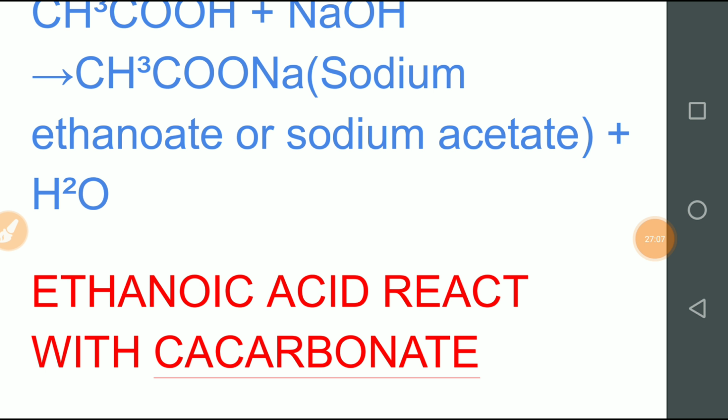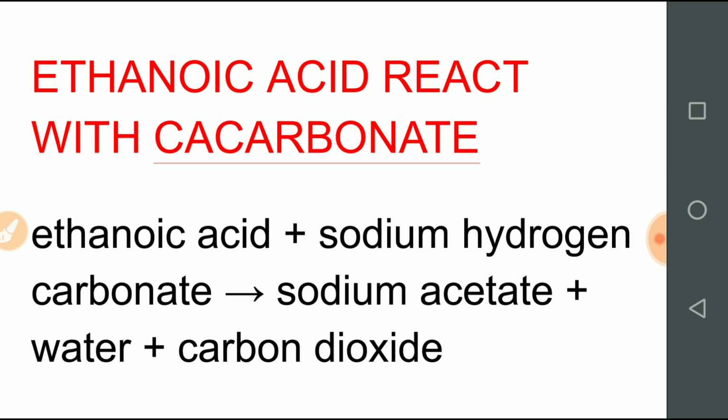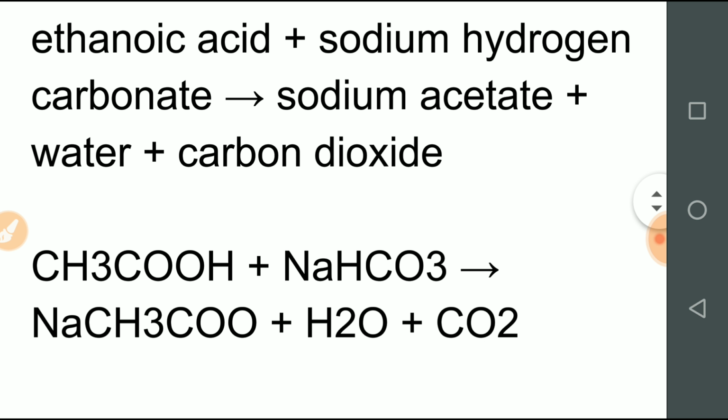Now let us discuss ethanoic acid reacting with carbonate. Dear friend, ethanoic acid plus sodium hydrogen carbonate or sodium carbonate gives rise to sodium acetate plus water, and carbon dioxide is liberated. That means when ethanoic acid reacts with sodium hydrogen carbonate or sodium carbonate, it gives sodium acetate, or sodium ethanoate, and water, and carbon dioxide gas is released. So the corresponding reaction is as follows.